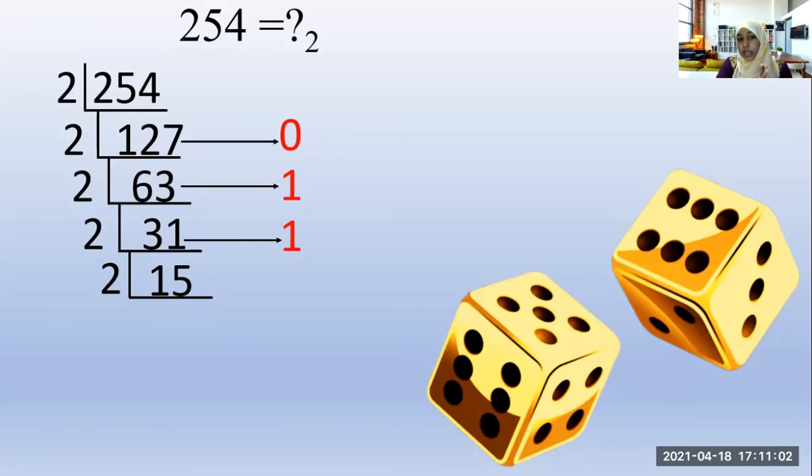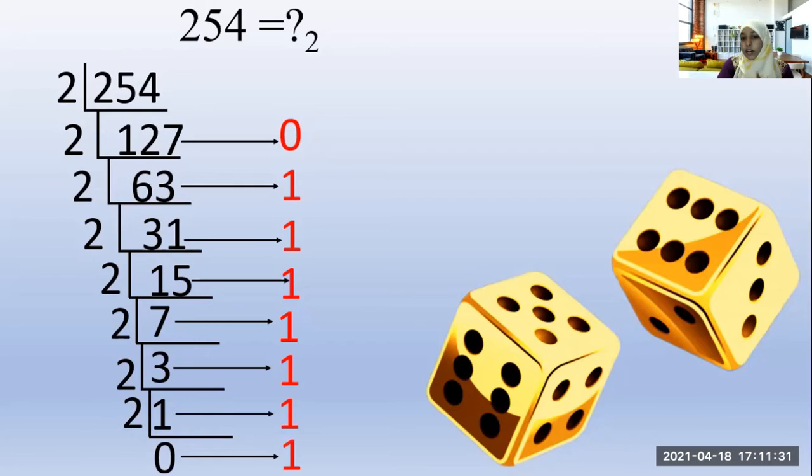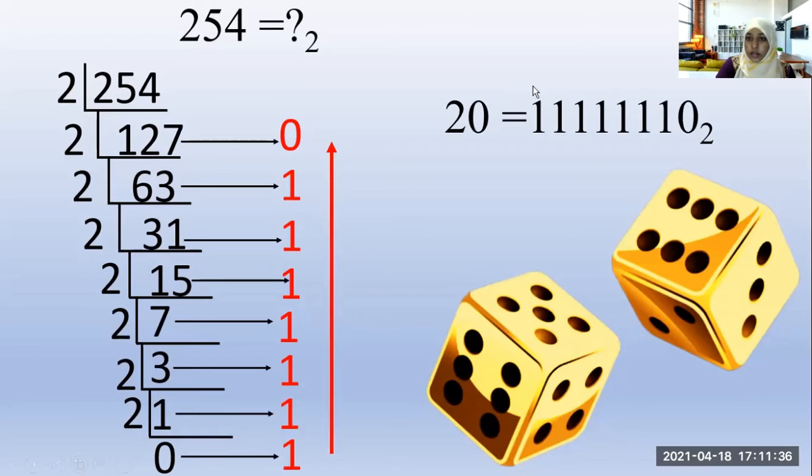How many twos within 11? 5 times. That means 10. 1 remaining. How many twos within 1? No. Go with 15. How many twos within 15? 7 times. How many remaining? 1. How many twos within 7? 3 times. How many remaining? 1 remaining. How many twos within 3? 1. 1 remaining. How many twos within 1? 0. 1 remaining. So the answer is 1, 1, 1, 1, 1, 1, 1.